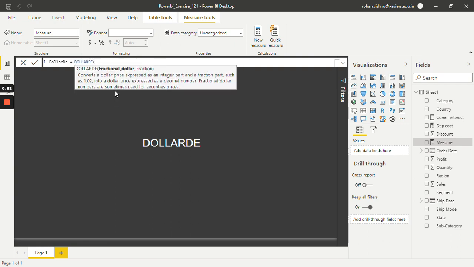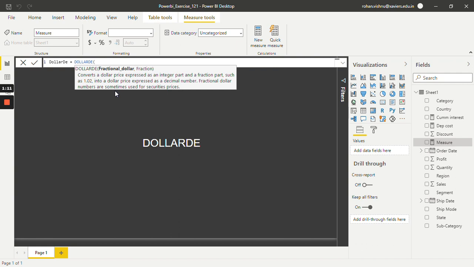It has two parameters. The first one is fractional dollar. This is basically a number expressed as an integer part and a fraction part separated by a decimal symbol. And the next one we have is fraction. This is basically the integer to use in the denominator of the fraction.